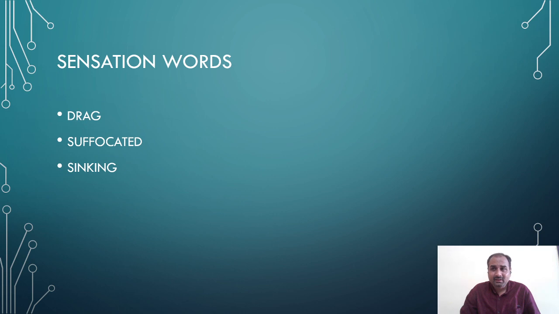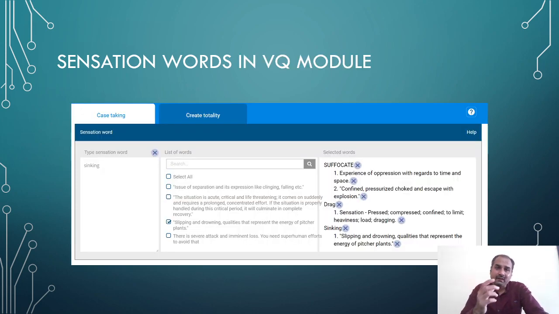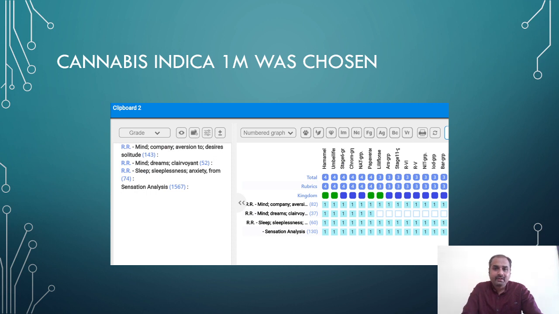When you ask her, what is the feeling in your depression? Why are you feeling lonely? What do you want to do? I feel suffocated. I feel sinking. I feel dragged. You'll have certain cases where certain typical words are there, and these words are sensation words. And when you use these words to repertorize this case, you bring the repertory, you bring the Vital Quest module, you bring the sensation words together, and when you repertorize, you get the remedy, the family hammer melody.